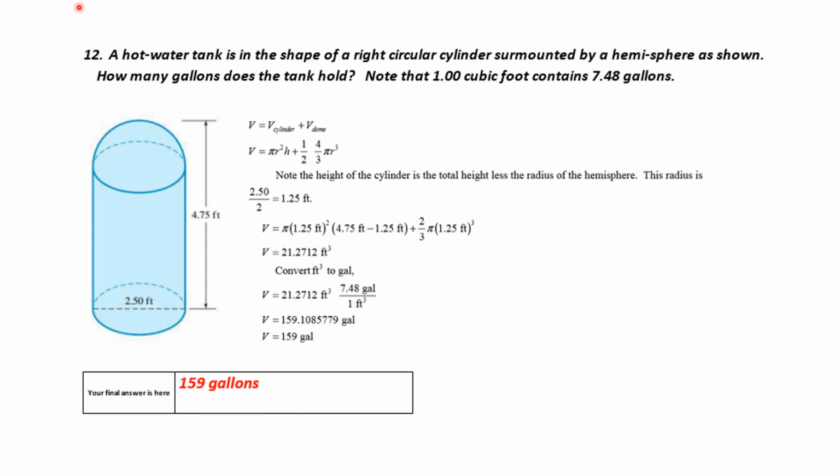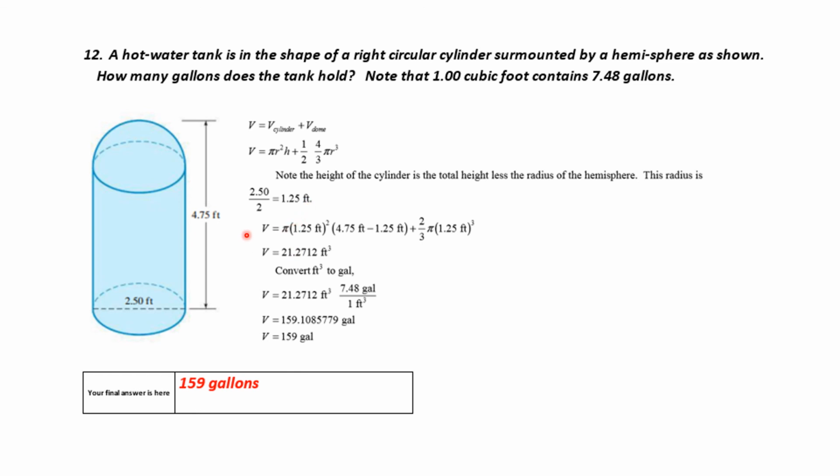Okay, so the volume is going to be the volume of the cylinder and the volume of the dome. The volume of the dome is half of a sphere, so we get this. And the height of the cylinder, I gave you the total height, but we subtract off the radius of the hemisphere because we don't have that as the cylinder part. So the radius is going to be 1.25.